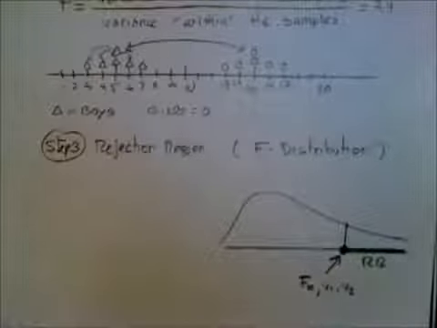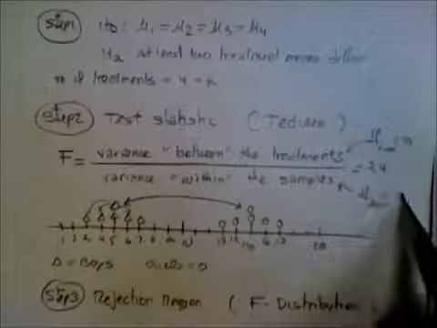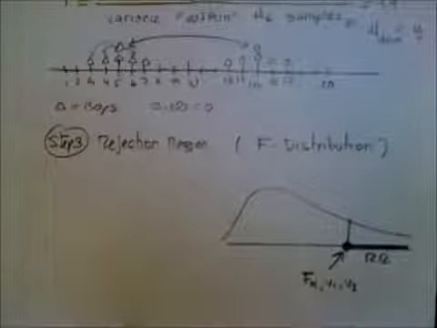What are they? Well, when we get into the details of how to calculate this fraction, we will see that the numerator has a certain number of degrees of freedom that we are going to call v1, and that the denominator has a certain number of degrees of freedom that we are going to call v2. Okay, so the rejection region will depend on alpha, the degrees of freedom of the numerator, and the degrees of freedom of the denominator.